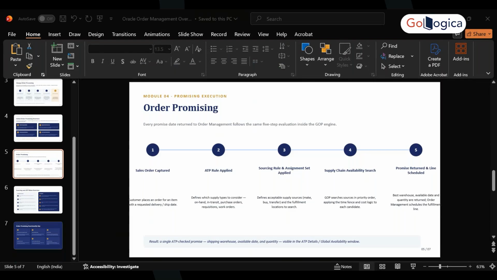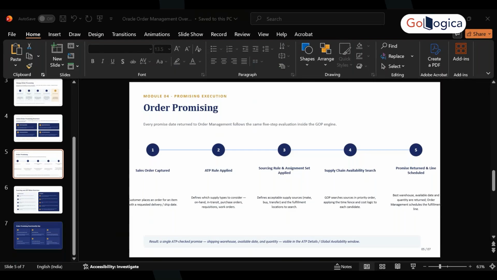Next one is the final result of the promising process. So, after completing all the five stages, Oracle provides a single, reliable delivery commitment. That is, the promise includes the warehouse from which the order will be fulfilled, the quantity that can be supplied, the confirmed shipment date, and the expected delivery date. This information is available within Oracle through the ATP details and global availability windows, allowing users to review how the promise was calculated and which supply sources were evaluated.